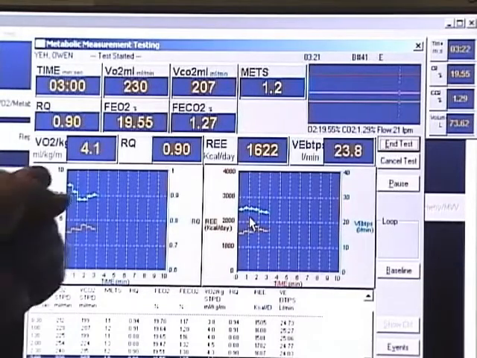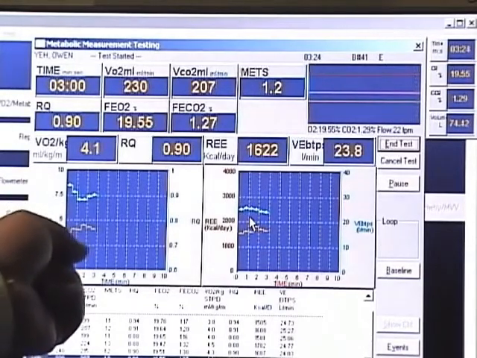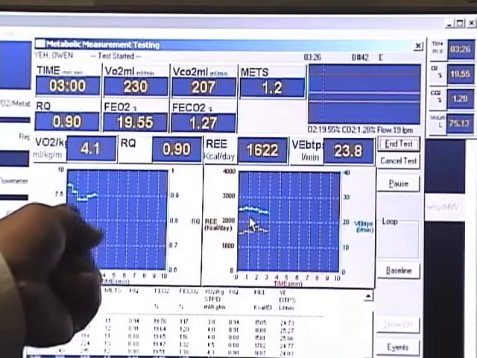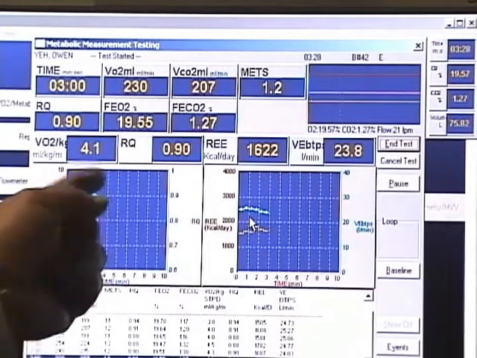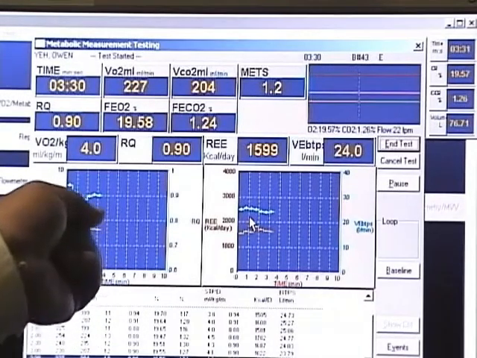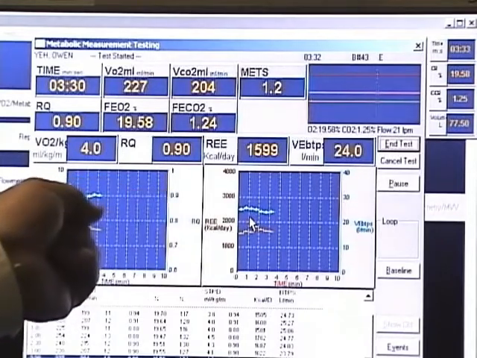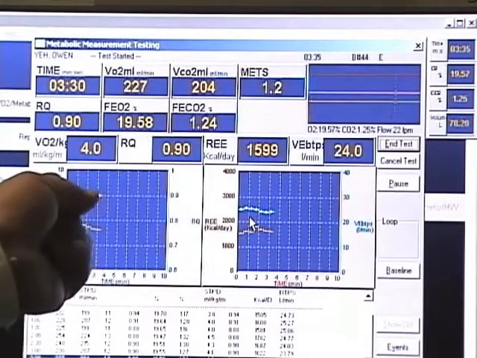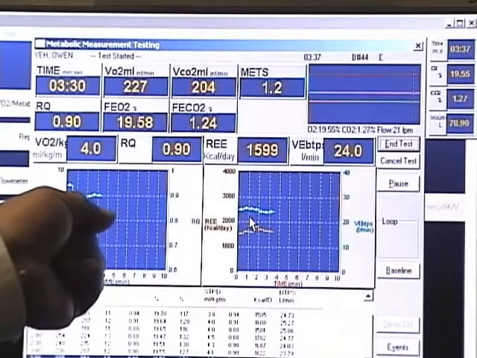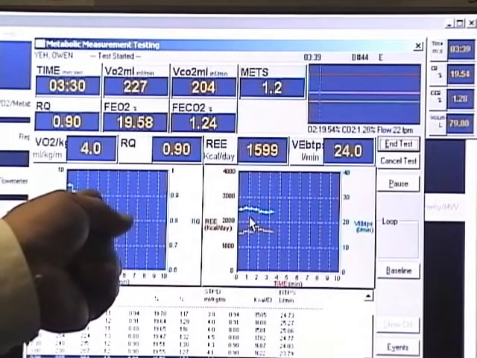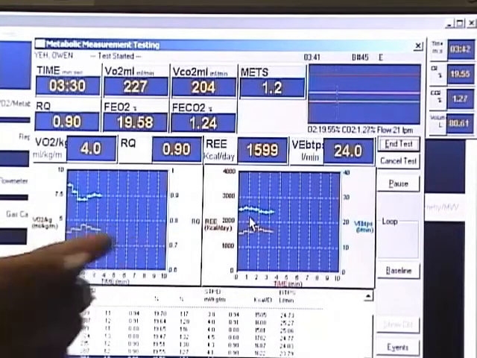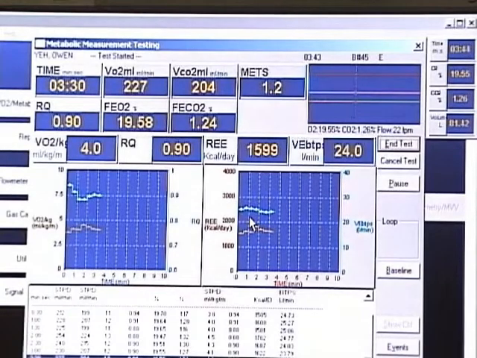So again, we see the VO2 was low, got a little bit high, and now comes down. The RQ actually hovered about 0.9. It was 0.94, dropped down to 0.88. Right now it stays around 0.9. In this case, the subject had just taken some snacks. So that might have affected the measurement slightly.